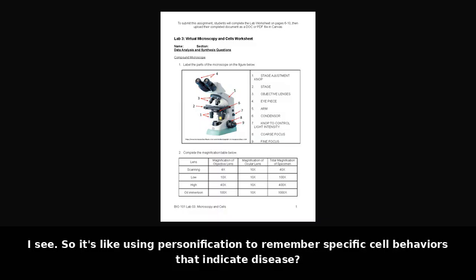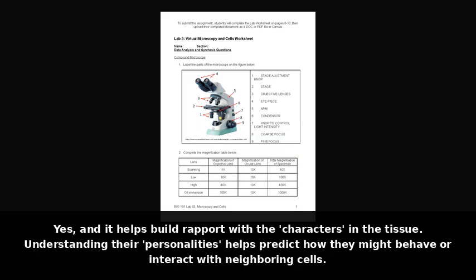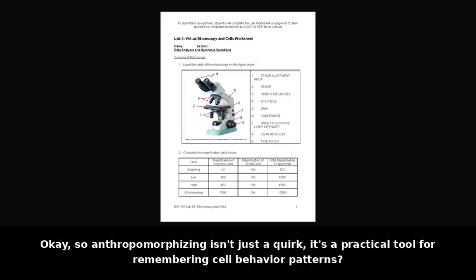So it's like using personification to remember specific cell behaviors that indicate disease. Yes, and it helps build rapport with the characters in the tissue. Understanding their personalities helps predict how they might behave or interact with neighboring cells. Okay, so anthropomorphizing isn't just a quirk, it's a practical tool for remembering cell behavior patterns.